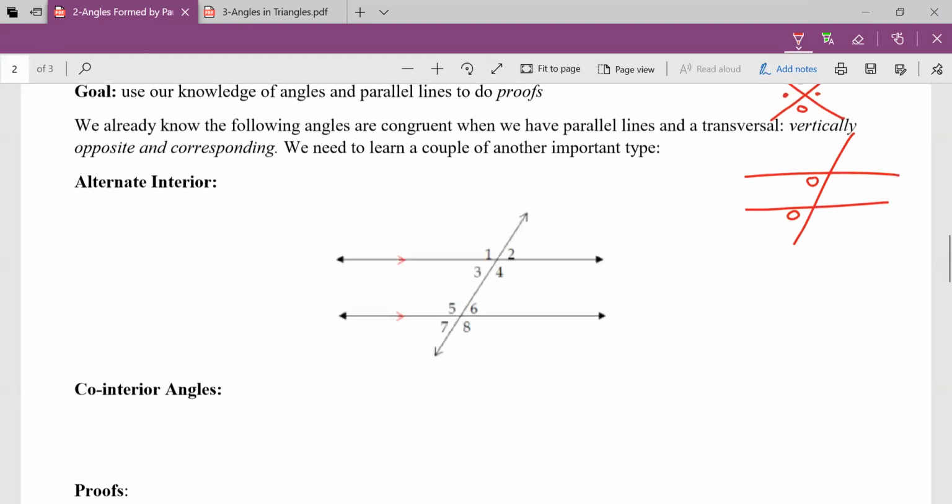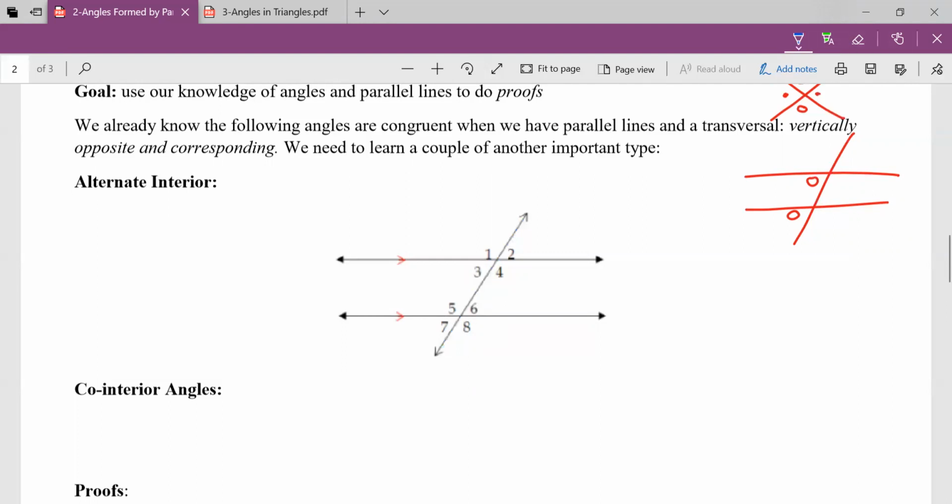So what we're going to look at here is a couple more types. Right now we're going to look at something known as alternate interior. Interior means I'm on the inside, and the word alternate means I'm on the opposite sides of the transversal. If I look at 3 and 6 here, those are alternate interior. What does it look like? It pretty much looks like those two angles are the same. That's kind of what we're looking for. We'll prove that in just a minute.